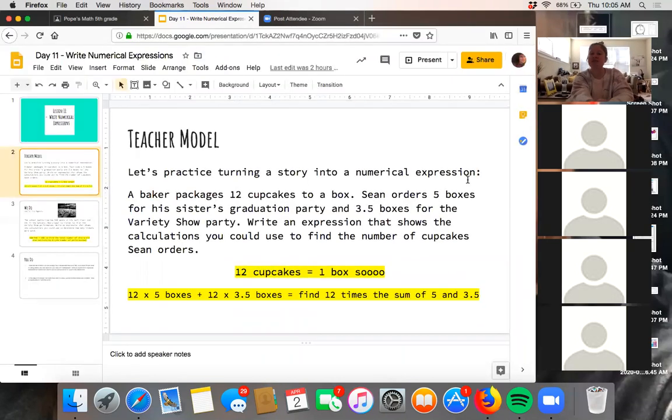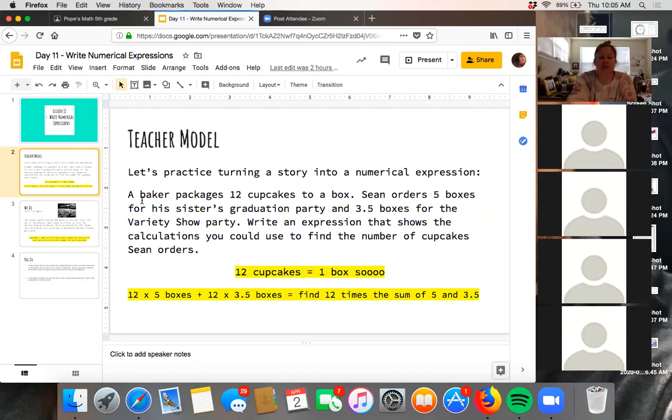Okay, so this is an example of what the teacher model might look like. We're gonna read essentially the word problem, but instead of solving it, we wanna turn it into a numerical expression. So remember, this word numerical means numbers. So I then want to write it as the expressions we were seeing yesterday, but we do not have to solve them unless it then says then solve.